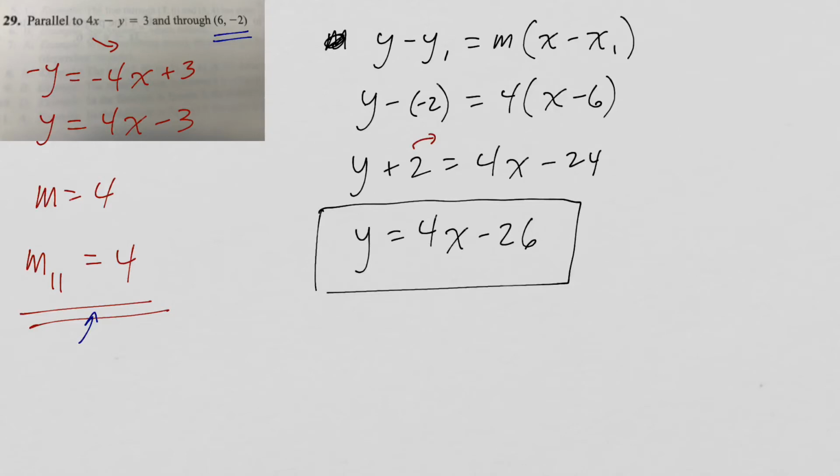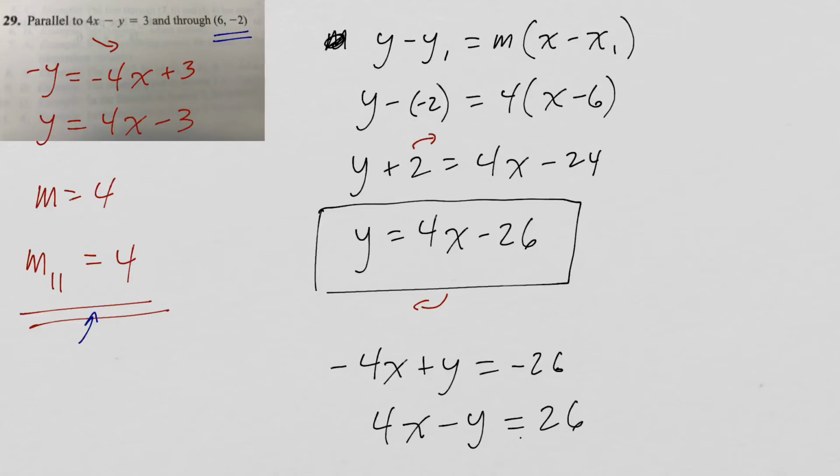So that's part A, slope-intercept form. For part B, I'm going to move my 4x over to the other side. And I'll get negative 4x plus y is equal to negative 26. But I want my A term to be positive, so I'm going to flip everything, and I'll end up with a positive 4x minus y is equal to a positive 26. And that's standard form.